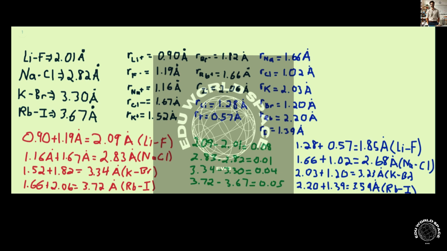So again, just to reiterate, using the ionic radius is actually more accurate than using the radii from neutral atoms.